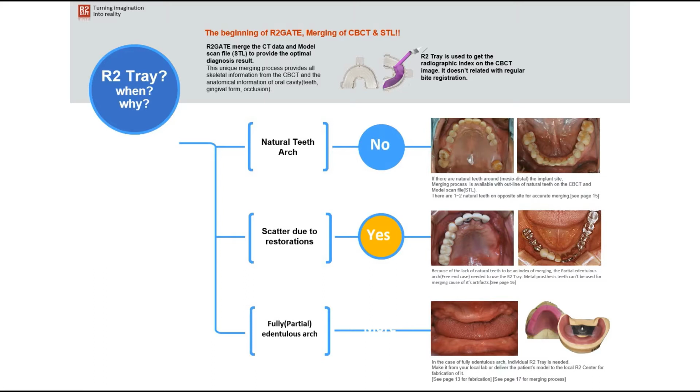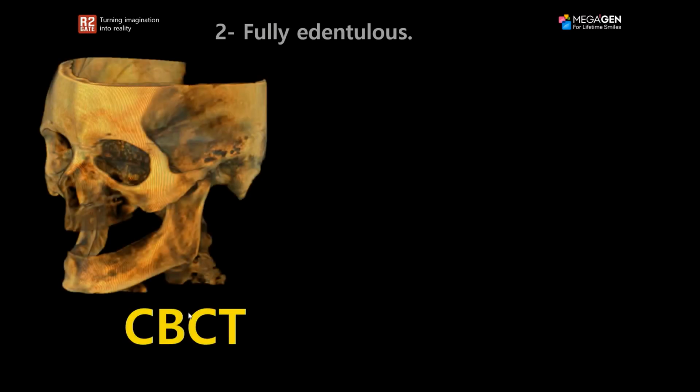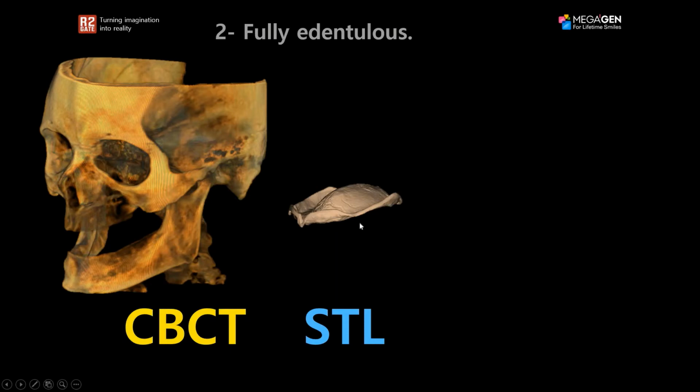Now, what about fully edentulous cases? Can we use the standard R2 tray in these cases? Well, let's talk about this in more detail. The challenge in fully edentulous cases is that there is really no reference for the matching between the CBCT and the STL file or the model of the patient.